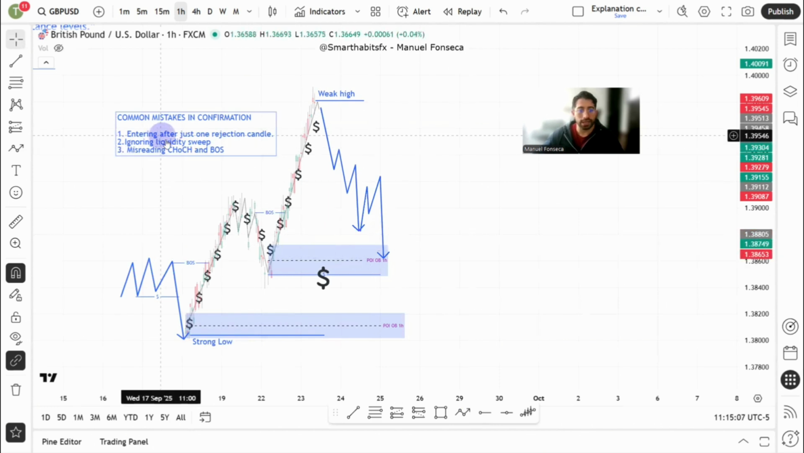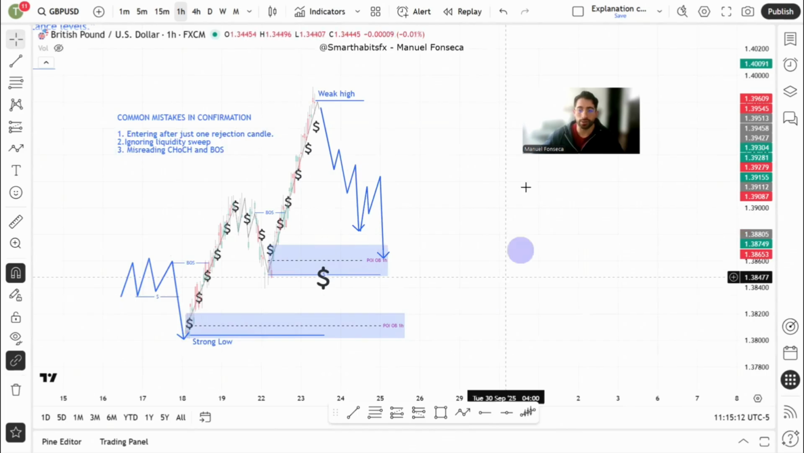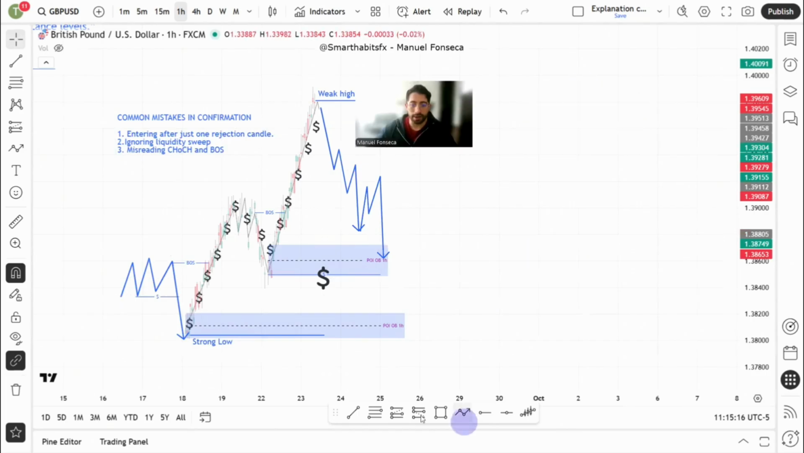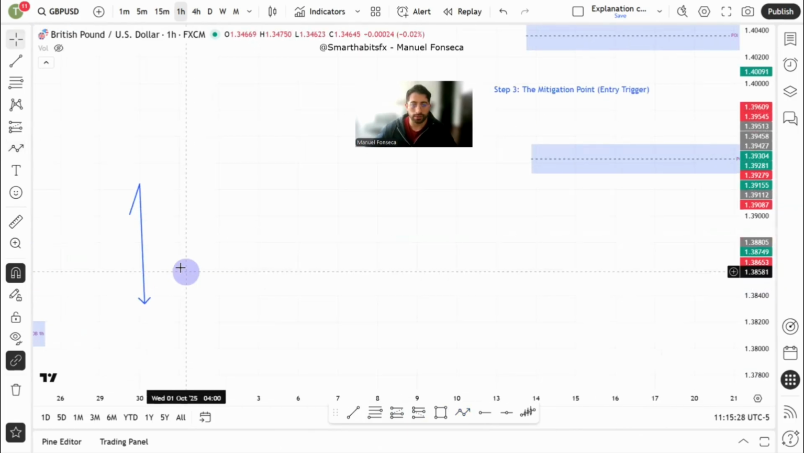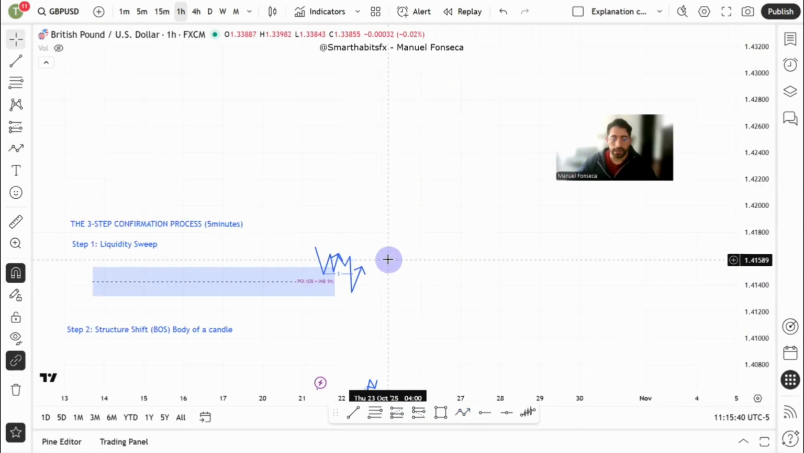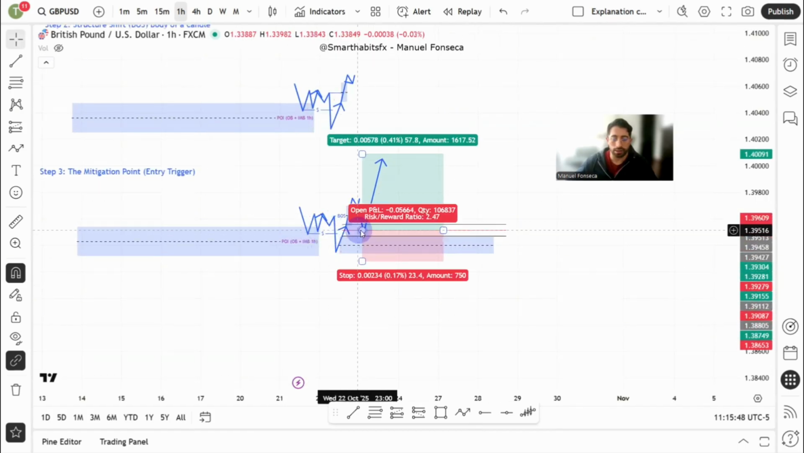So the second mistake is ignoring the liquidity sweep. You already know that in this area we will have to wait for a liquidity sweep, but sometimes the price does the next, and look how tricky it could be. Let's imagine for a second, right? Ideally, this is the scenario. We're just going to wait so the price takes the liquidity, makes the BOS, and then we can enter properly.